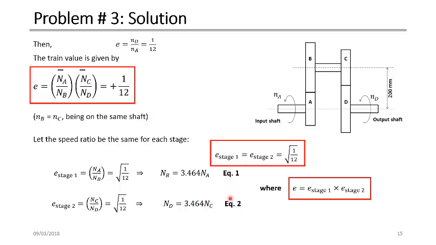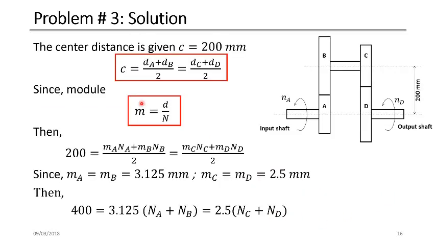So I've got two equations here. Remember that the E for the whole gear train is equal to E for stage 1 multiplied by E for stage 2, because we have only two stages here. But if we have more stages, we say E is equal to E for stage 1 multiplied by E for stage 2 multiplied by E for stage 3, and so on, depending on the number of stages that you have in your gear train.